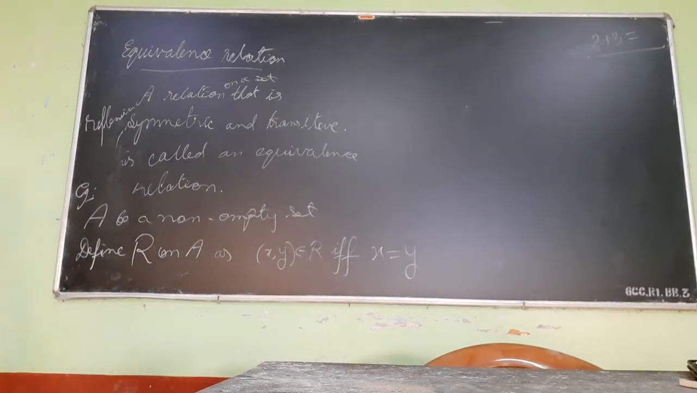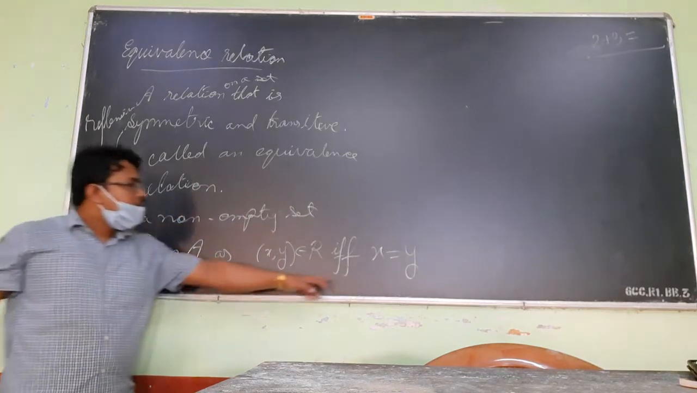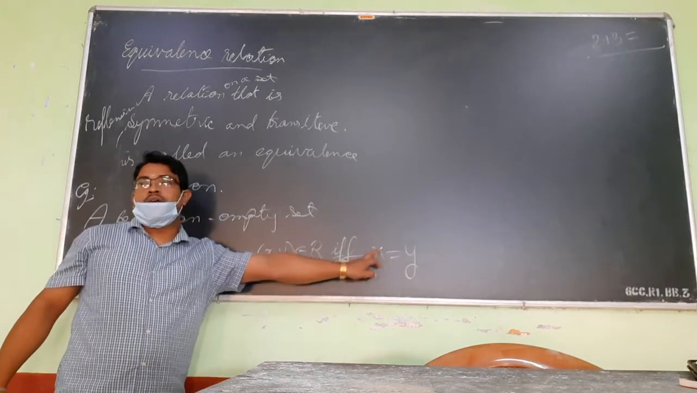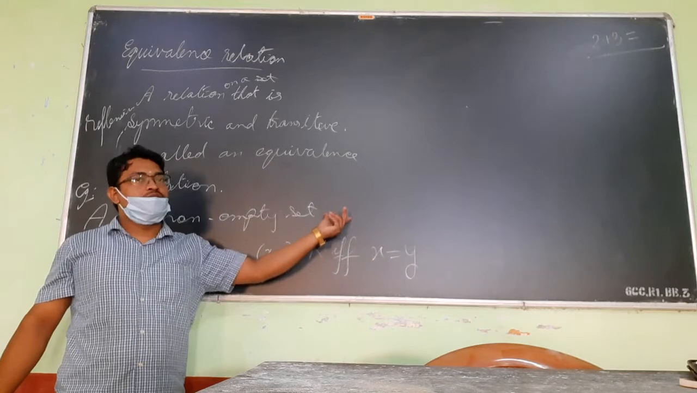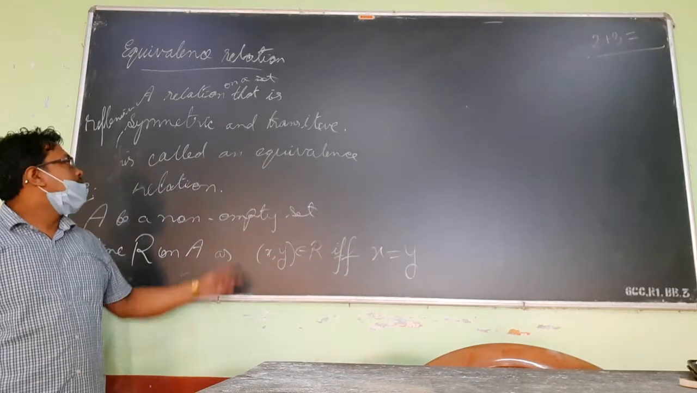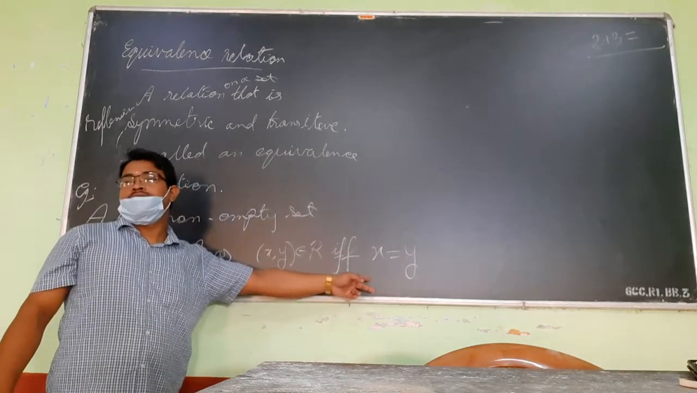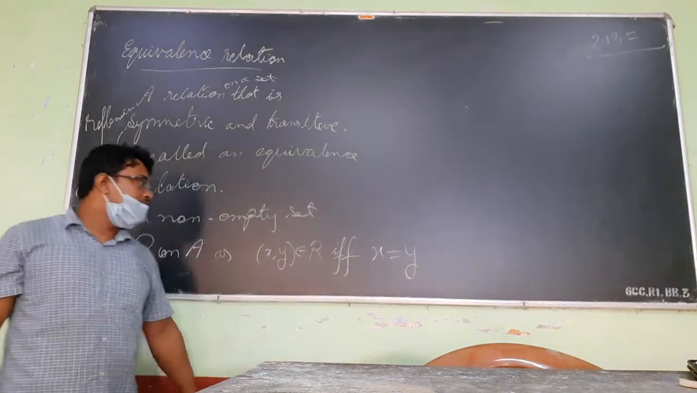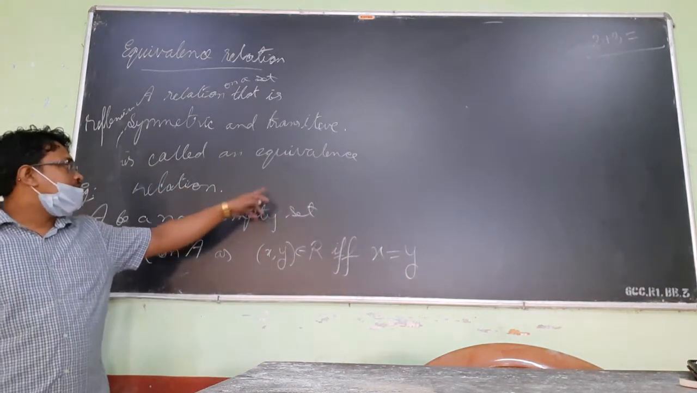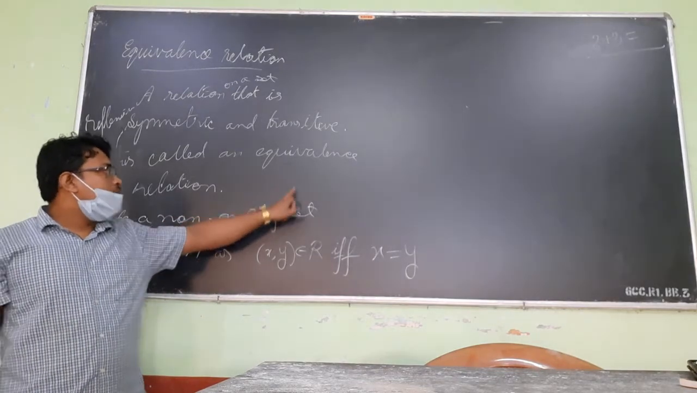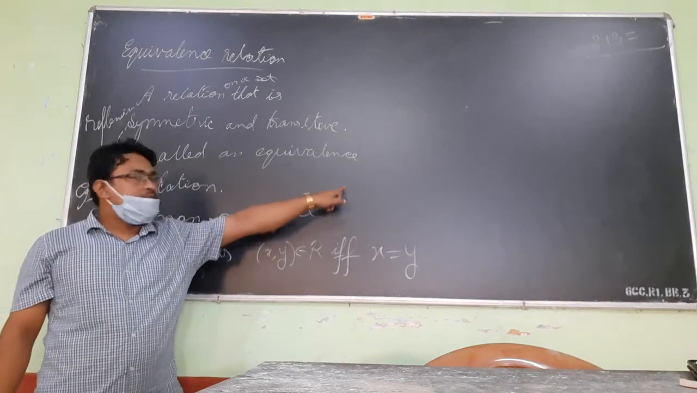So x and y are related only if they are equal. So this is the equivalence relation, right? Under this relation, it is reflexive. Why? Because x is always equal to x. You take any element, it is always equal to itself. It is symmetric because x equal to y implies y equal to x. It's the same thing, just written in a different order. Third, it is transitive because x equal to y and y equal to z means x is the same as z.